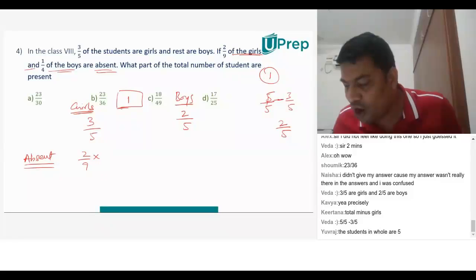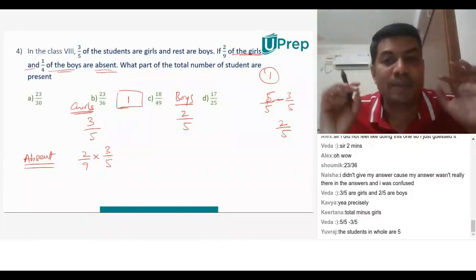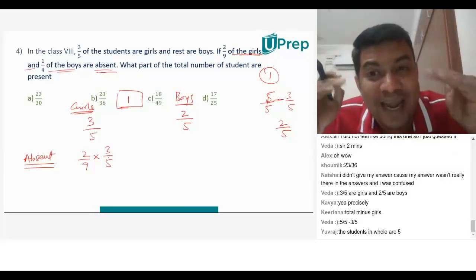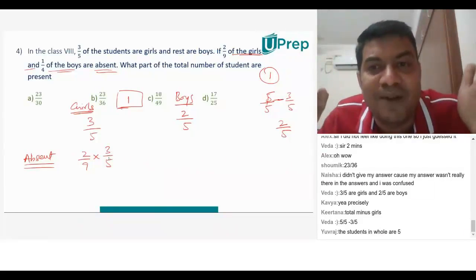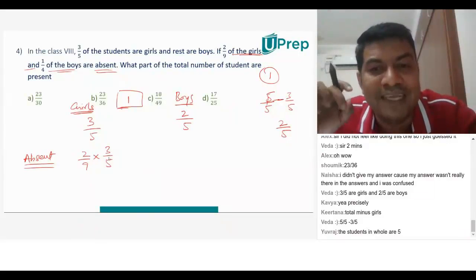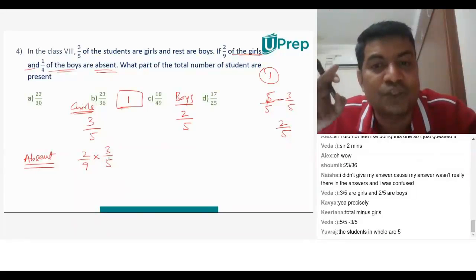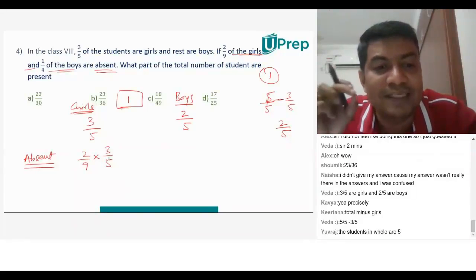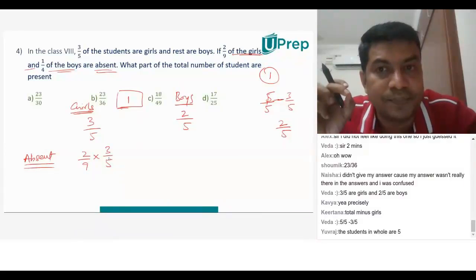That means 2 by 9 of the number of girls, which is 3 by 5. So what do you mean by 2 by 9 of the girls? 2 by 9th of the number of girls, which is 3 by 5. Here 'of' means multiplication. So 2/9 of 3/5 is 2 by 9 into 3 by 5. That is the number of girls who are absent.